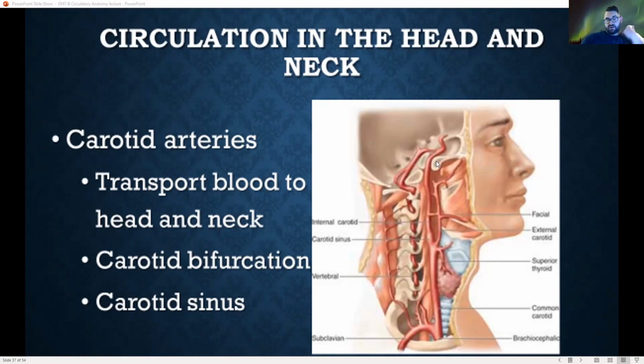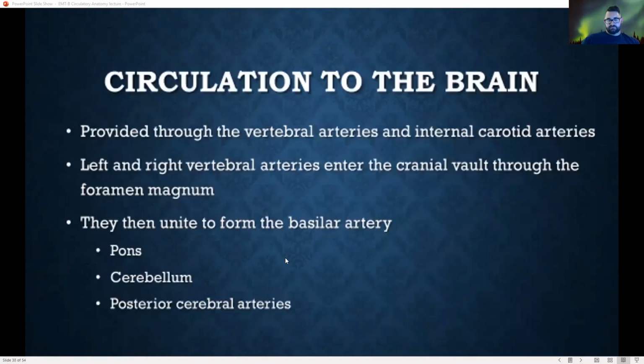All right, so the carotid arteries transport blood to the head and neck. Again, the head, neck, the brain, all that stuff still needs blood flow. It needs the blood flow that carries oxygen in it. It moves to the carotid bifurcation and the carotid sinus. So blood flow to the brain is very important. That is provided through the vertebral arteries and the internal carotid arteries.